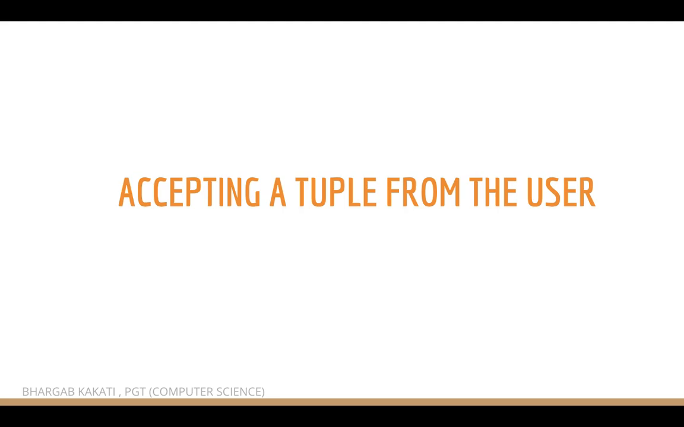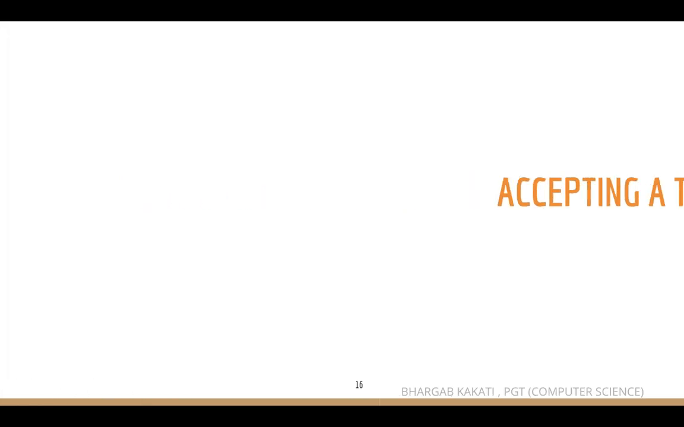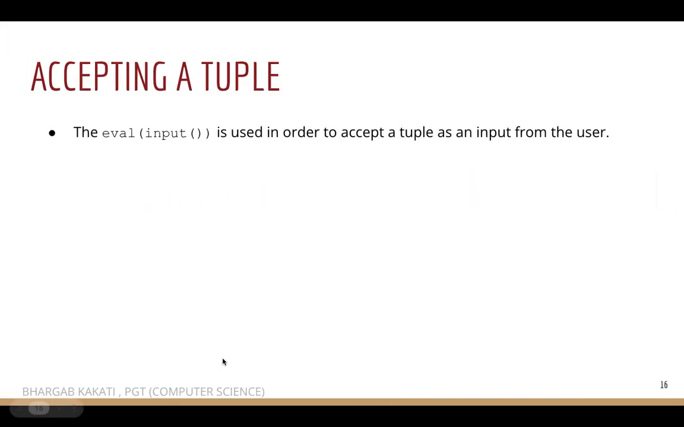There are two ways of using tuples in a program. One is you can assign it at the beginning of the program or anywhere in the program, and the more efficient method would be to accept a tuple from the user. Now how do I accept a tuple from the user at runtime? For that, you need to use the eval input function. So what does this function do? The eval input function is used to accept a tuple as an input from the user. If you want to use a tuple as an input, then this function will be used. So what is the syntax of that?